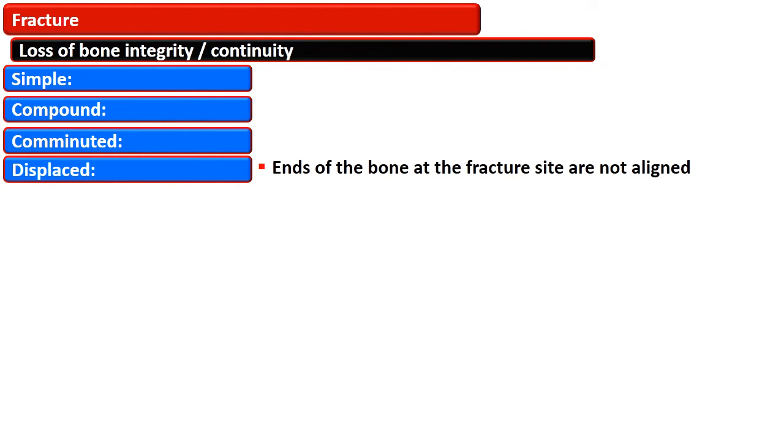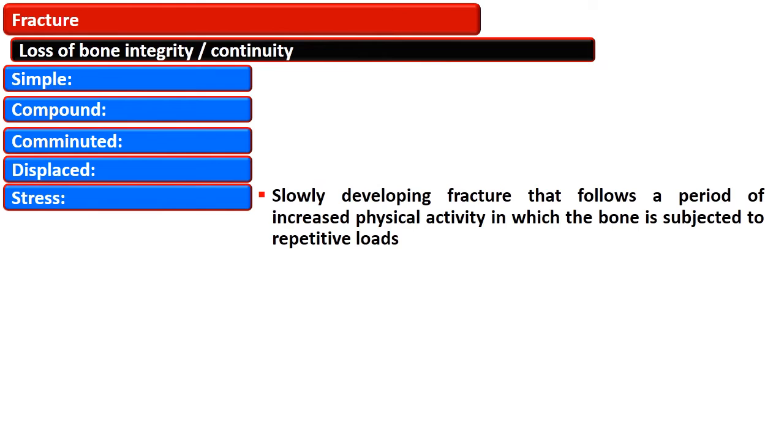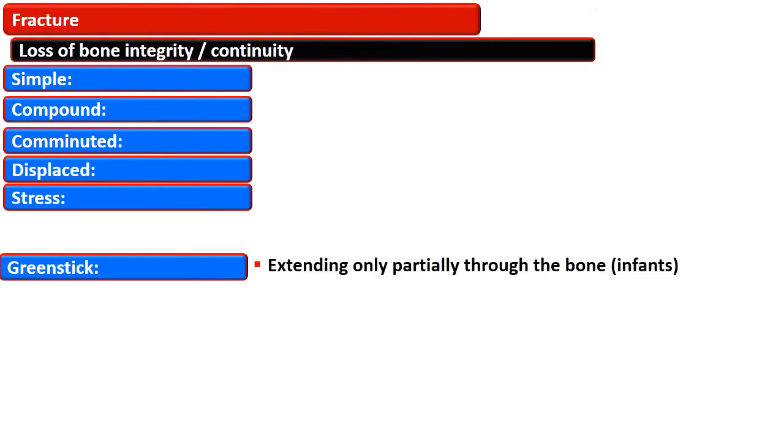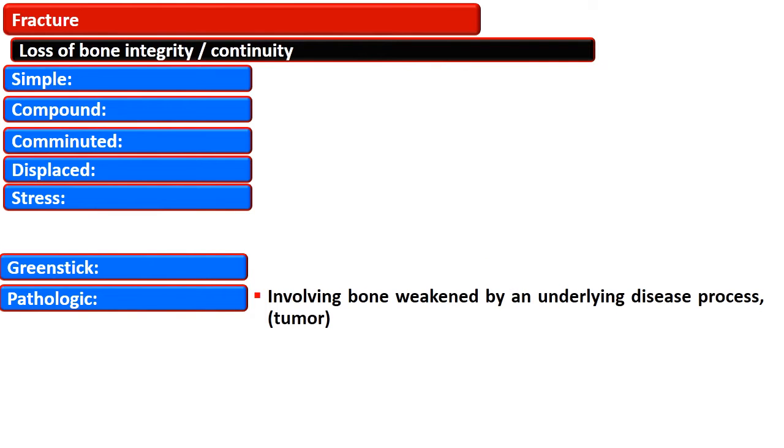If the ends of the bone are not approximated or aligned and are displaced, this is termed as displaced fracture. When on a bone there is repetitive load and it follows a period of increased physical activity, this is termed as stress fracture. If the bone is incompletely broken and the loss of continuity is only extending partially through the bone thickness, it is termed as green stick fracture, and it is more common in infants. When there is some underlying pathological process going on which results in fracture, that is termed as pathologic fracture.